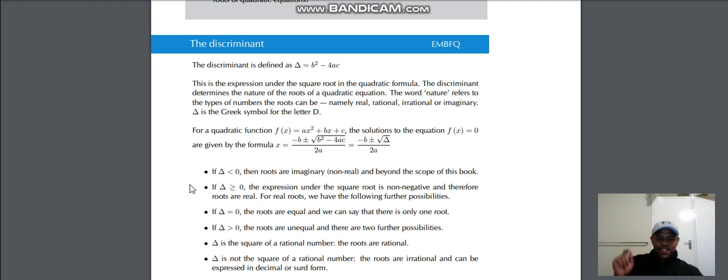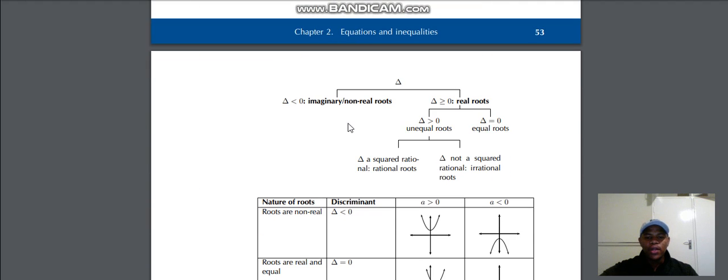And then if delta is greater than 0, it could be 1, 2, 3, 4. We then take all the perfect square numbers and say, if delta is a square of a rational number, the roots are rational. And if delta is not a square of a rational number, the roots are irrational and can be expressed as a decimal or in surd form. Really, guys, that's what we're talking about.